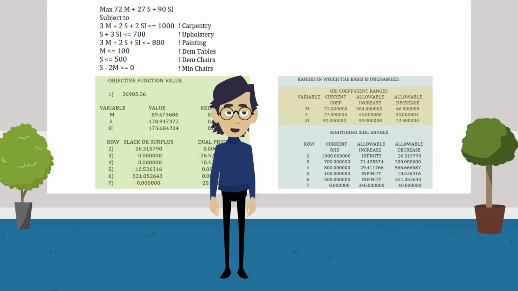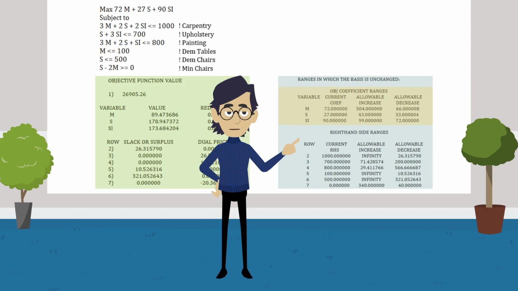Finally, let's take a look at the last part of the report. These lines are related to the coefficients of the variables in the objective function. The lines indicate the range in which the coefficients of each variable can vary, and the solution to produce 89.47 tables, 178.94 chairs, and 173.68 armchairs would not change.